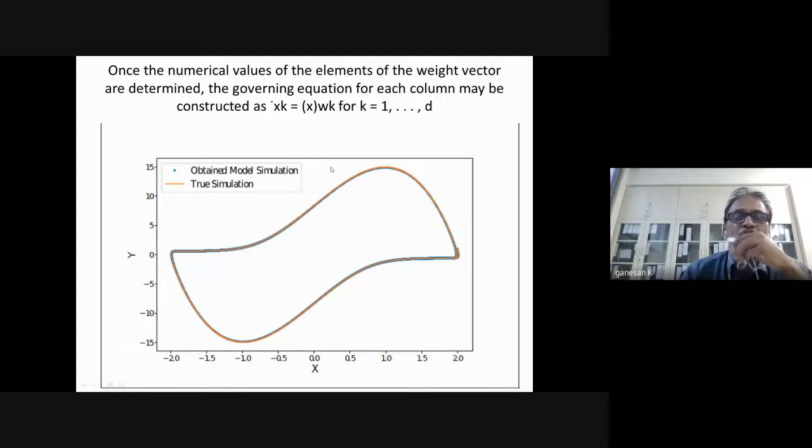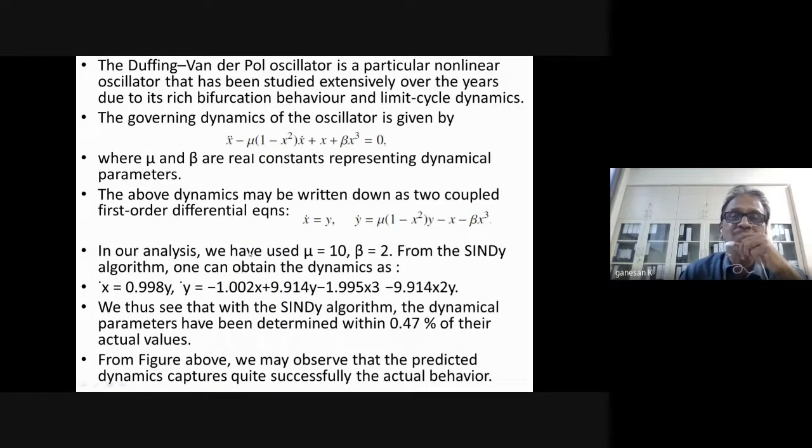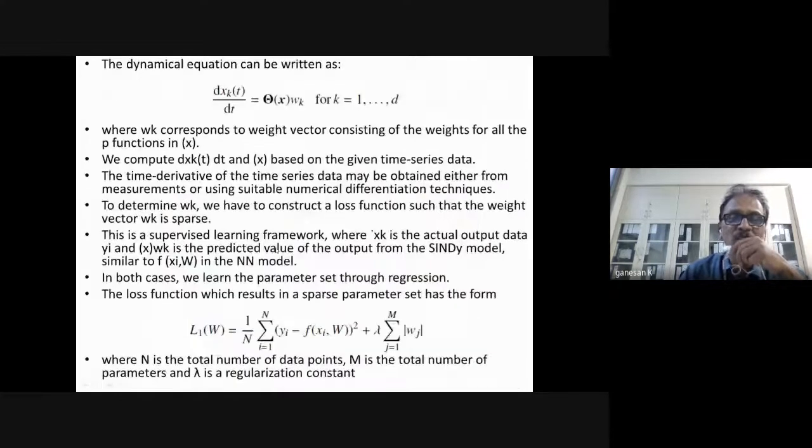And then again I'm plotting here. For this particular equation of motion, I'm going to get this one. The orange color is the true simulation, and the blue one is what you obtained using the neural network. You see that they are matching with each other. So you know that the governing dynamics was this, and then you have used your neural network, and you ask what your weight matrix is, because your theta w x is going to be your weight matrix.